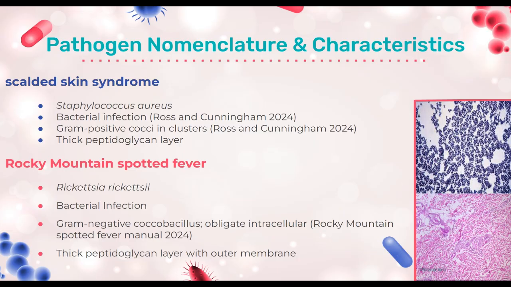For Rocky Mountain spotted fever, the pathogen is Rickettsia rickettsii. It is gram-negative, so it has a thin peptidoglycan layer and an outer membrane. It is shaped as a coccobacillus, meaning it is short and oval-shaped, and is an obligate intracellular pathogen, which means it must live and reproduce inside host cells, particularly the cells lining blood vessels.